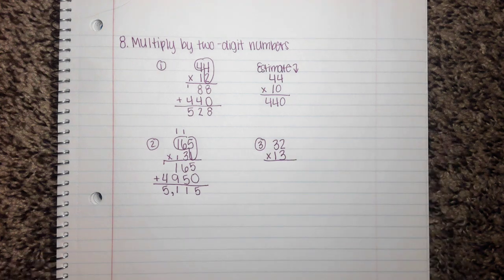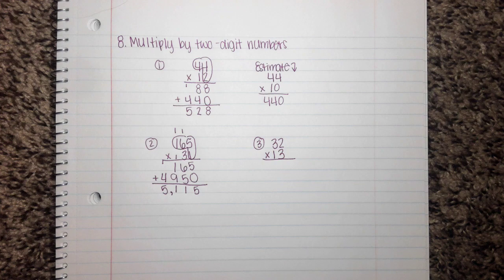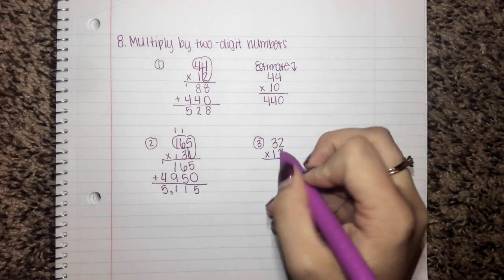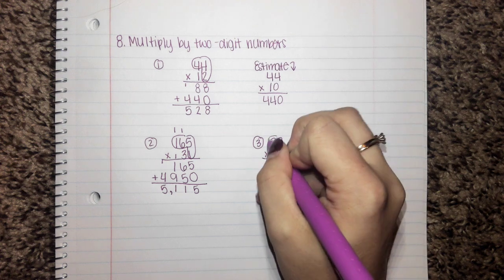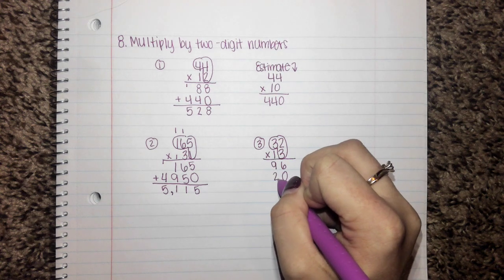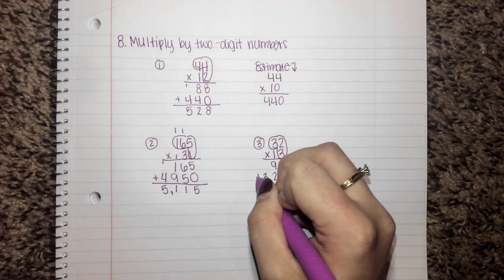So the last one we're going to do together is 32 times 13. So remember, I have to take that 3 times everything up here first. So 3 times 2 is going to give me 6. 3 times 3 is going to give me 9. Need to drop that 0. 1 times 2 is 2. 1 times 3 is 3.